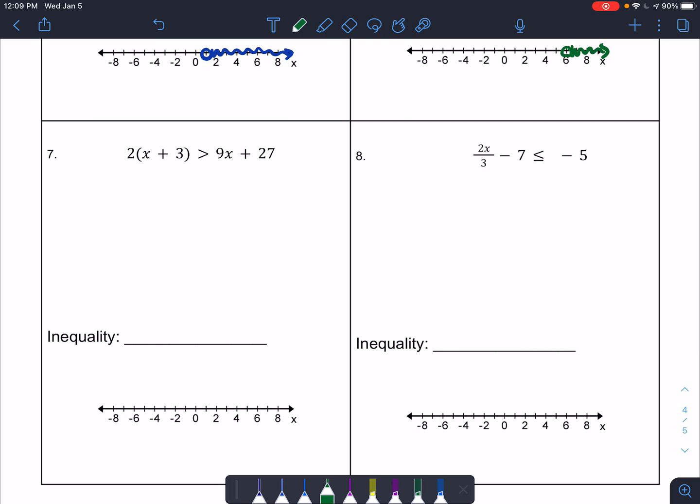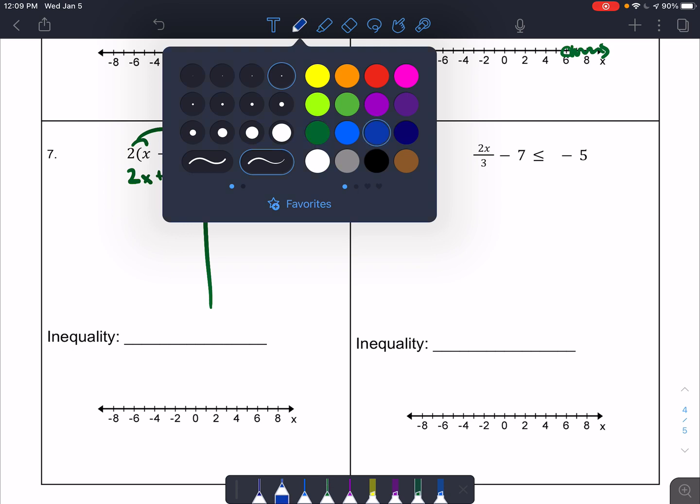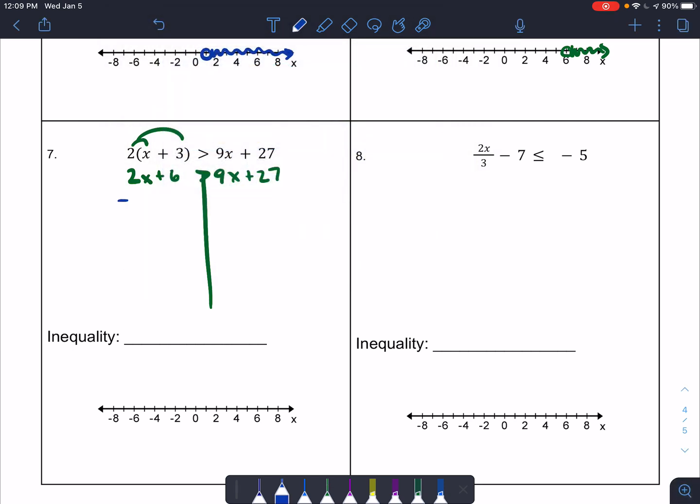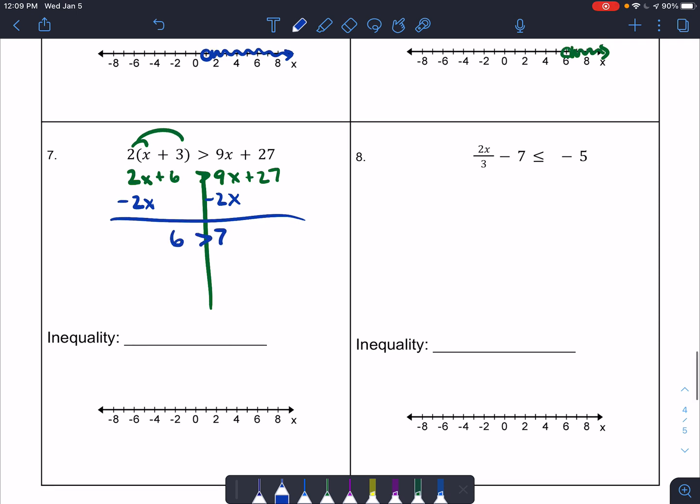Okay, 2 does not play nicely with the 9 and the 27, so I'm actually going to go ahead and distribute here. Sorry, bar. So 2x plus 6 is greater than 9x plus 27. Okay, at this point, I'm going to choose, because 2x is less than 9x, I'm going to take away 2x from both sides. Boom. So I'm just left with 6. 9 minus 2, okay, I got 7x plus 27.